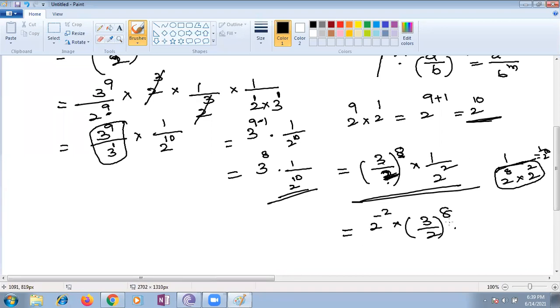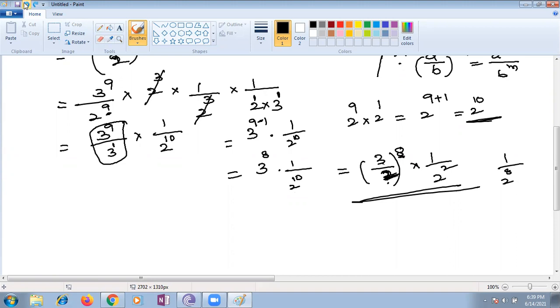Anything you can do, but evaluate means you are supposed to find the value, children. Here I only mentioned the exponential form. How will you find the value of 3 by 2 to the whole power 8? Ma'am, 3 into 3 into 3, 8 times, we have to multiply. Exactly, and 2, 10 times.